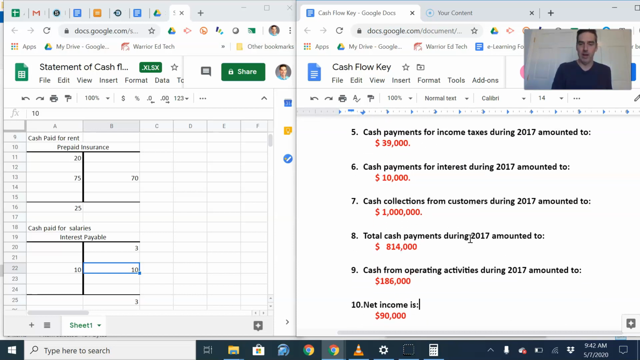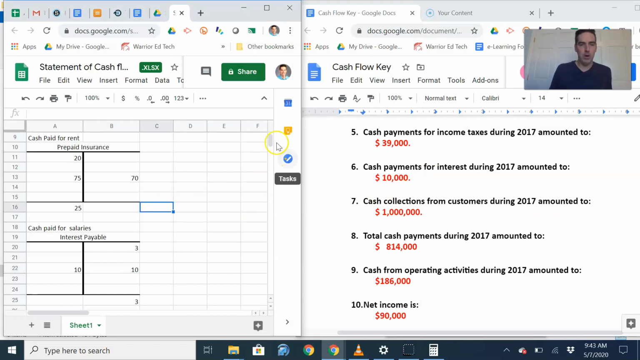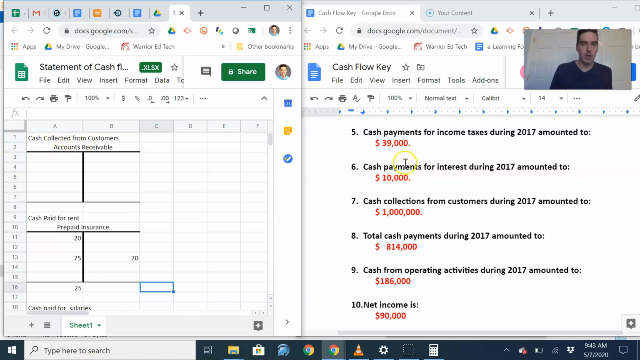All right, we're getting near the end, guys. Cash collected from customers. So here we're going to go up to the top. We're looking at that receivable.